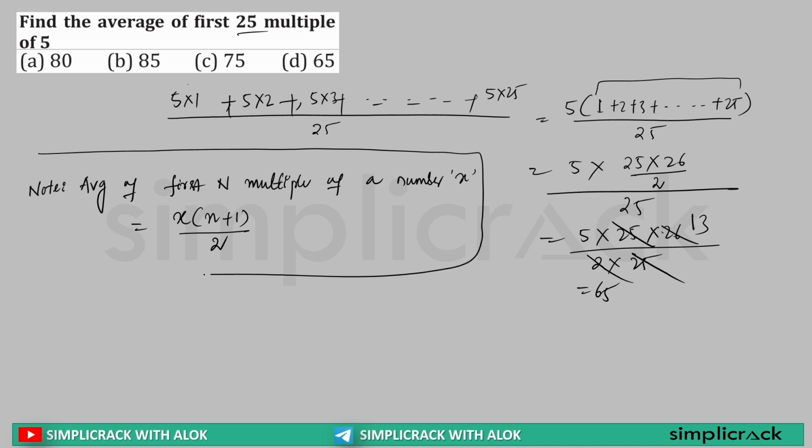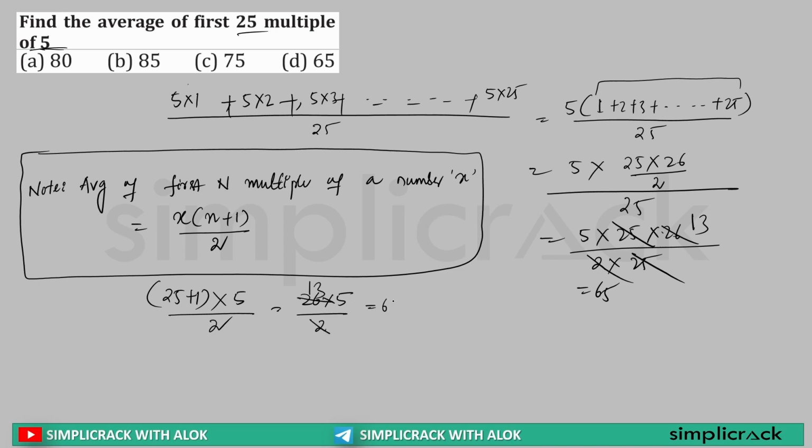Now let's solve this question through formula. Sir, here first n multiples, that is n is equal to what, sir? 25. So it is 25 plus 1 multiplied by the number x. Number is what, sir? 5, divided by 2. So 25 plus 1 is equal to 26 into 5 divided by 2. So 2 13s are 26. 13 into 5 is equal to 65. See how easily we solve the question.